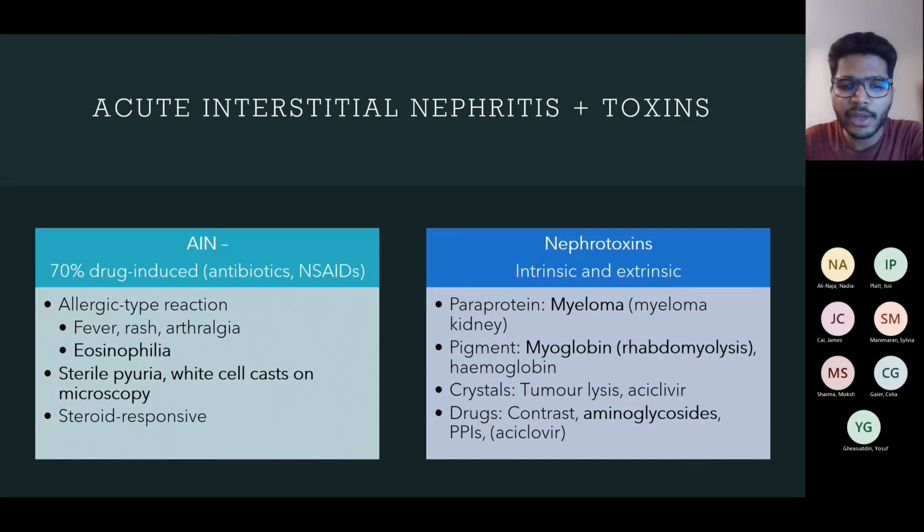This is a typo. This should say acyclovir, but acyclovir is an extrinsic nephrotoxin. It can crystallize inside the tubules and cause an AKI.